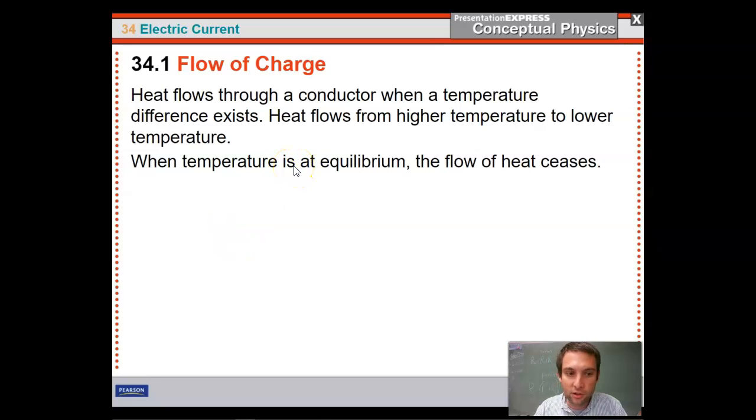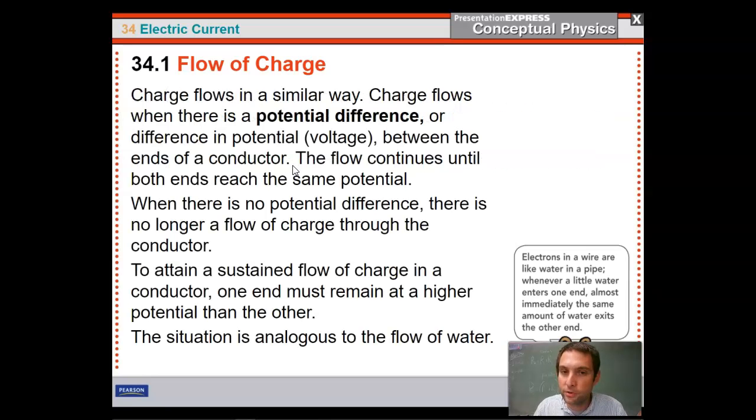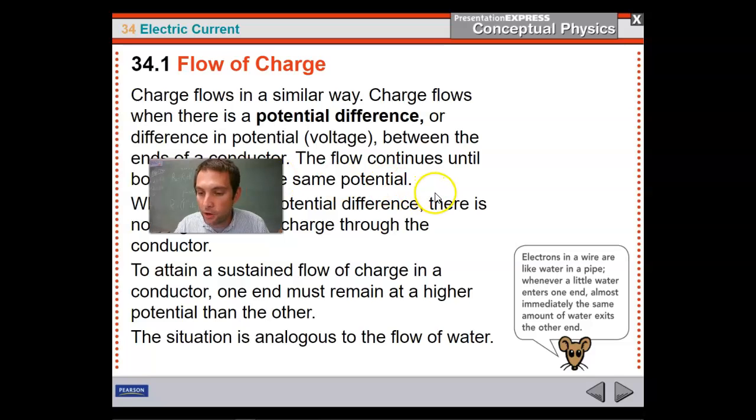Heat flows from higher to lower temperatures. When temperature is at equilibrium, the flow of heat ceases. Charge flows in the same way. Charge goes when there's a potential difference between the ends of a conductor. The flow continues until both ends reach the same potential. When there's no potential difference, there's no longer a flow of charge through the conductor. To attain a sustained flow of charge in a conductor, one end has to be at a higher potential than the other. The situation is analogous to water.